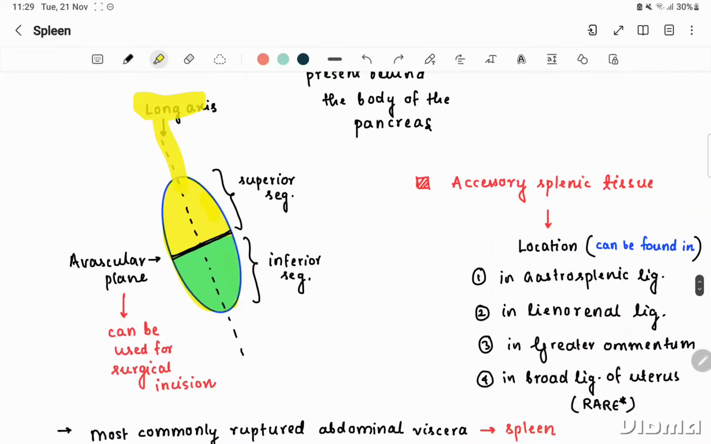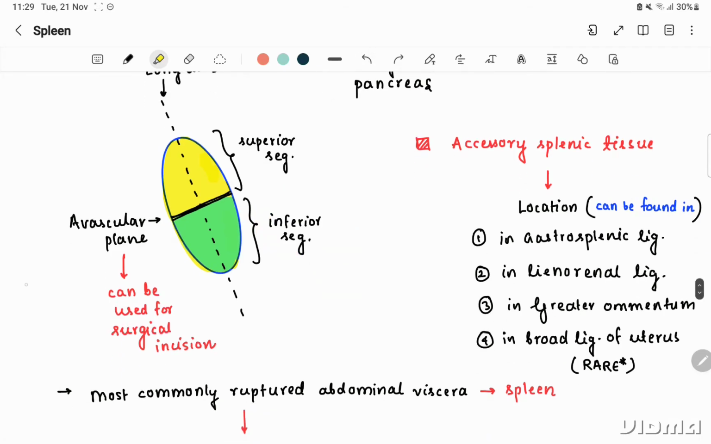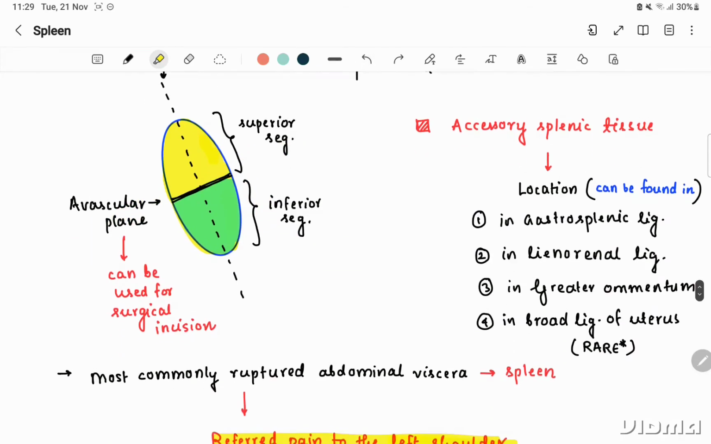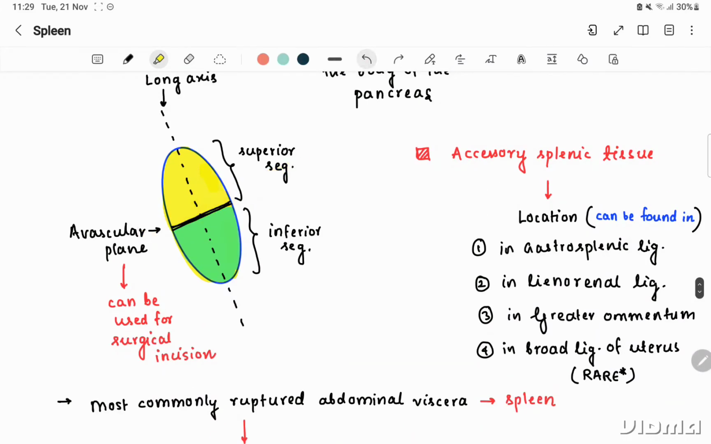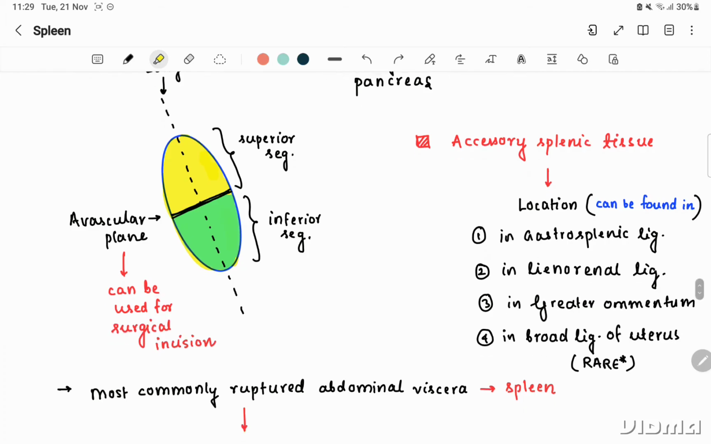What is the axis? This is the long axis of the spleen. We have the superior segment and the inferior segment. There lies an avascular plane in the spleen, which can be used for surgical incision. Remember, we talked about avascular planes when we discussed the kidney also. So we have an avascular plane for the spleen, and an avascular plane for your liver also. At the junction of the superior segment and the inferior segment, just perpendicular to the long axis, we have our avascular plane of the spleen.